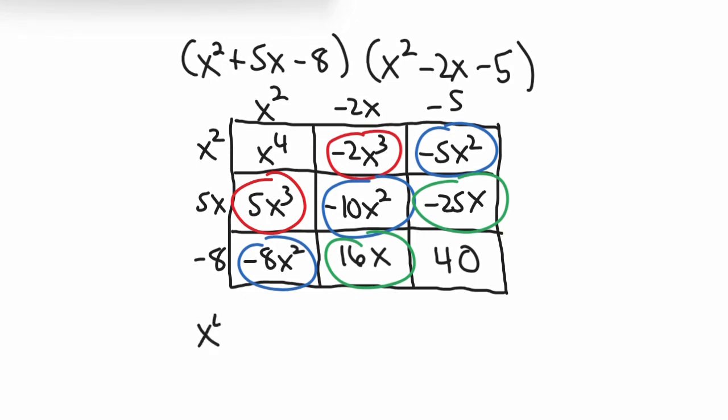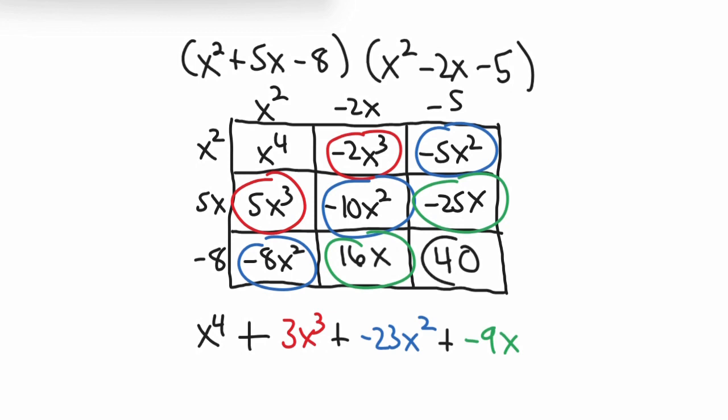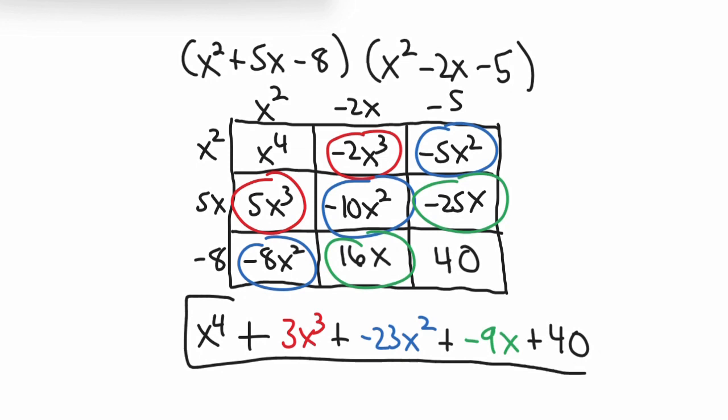So we're going to start with x to the 4th, just right there, plus, then we have 5x cubed minus 2x cubed. That's going to be 3x cubed, plus negative 8x squared minus 10x squared minus 5x squared. That is negative 23x squared, plus 16x minus 25x is negative 9x. Finally, we have a 40 at the end, so plus 40. And that should be the answer.